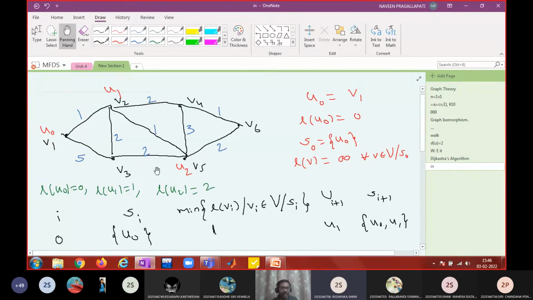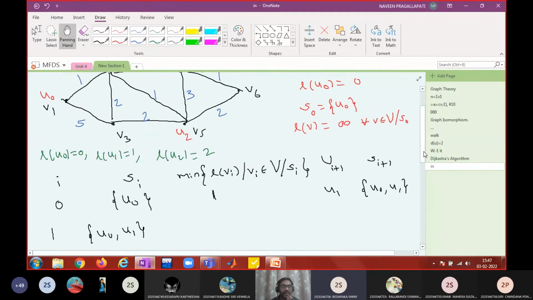Whereas if you take it like this, 1 plus 1 is 2, 2 plus 0 is 2, that is also fine. But if you take 5 plus 2, 7, 7 plus 0, 7, that is not the case. So the minimum of 2 and 7 is 2 only. So my minimum distance is going to be 2 and the next vertex is going to be U2. Therefore your new set is going to be U0, U1 and U2.